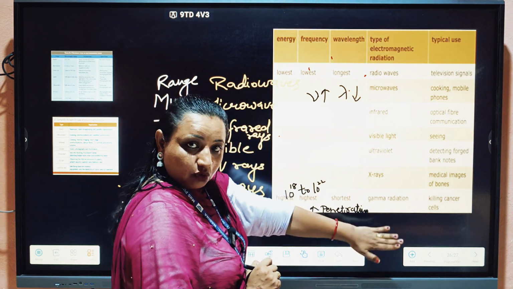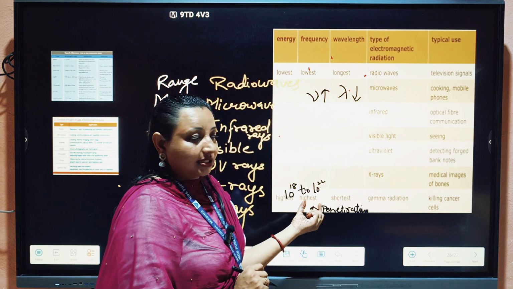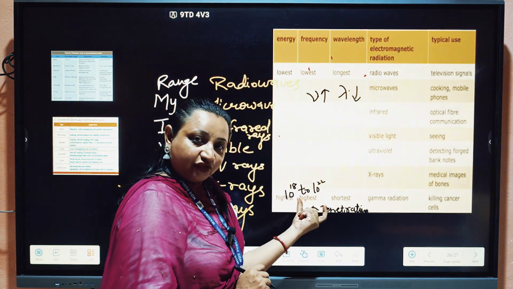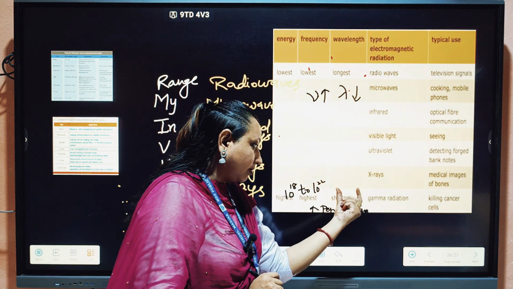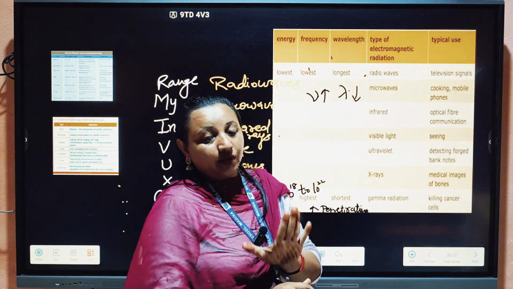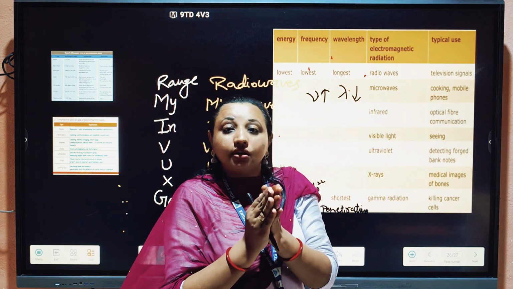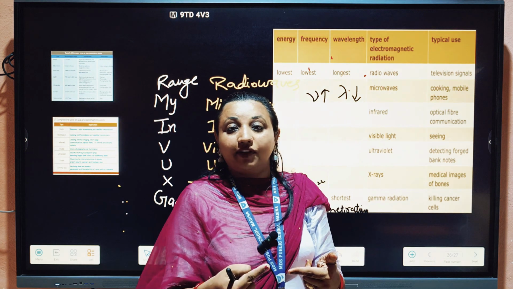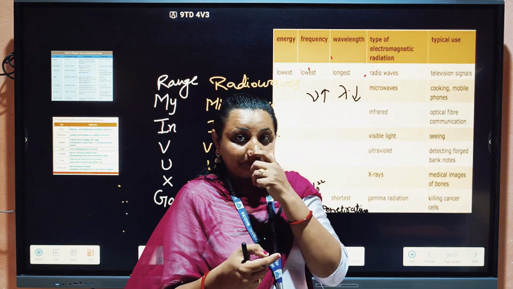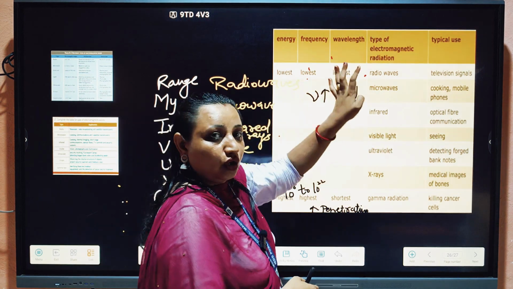wavelength decreases but frequency increases. So gamma has the highest frequency but the shortest wavelength. As it comes down, wavelength is shorter. So what you have to remember: radio has the lowest frequency but its wavelength will be the opposite, that is, the longest. It is lowest, it is longest.